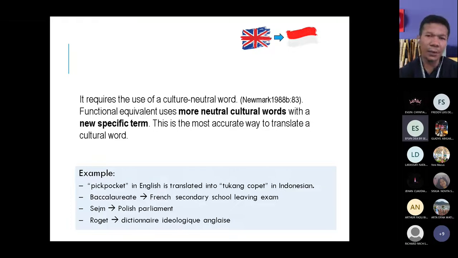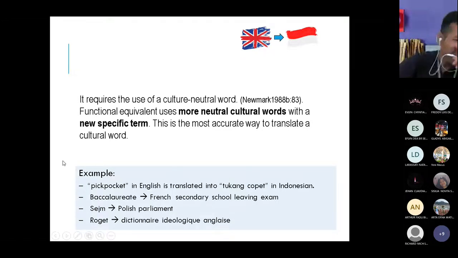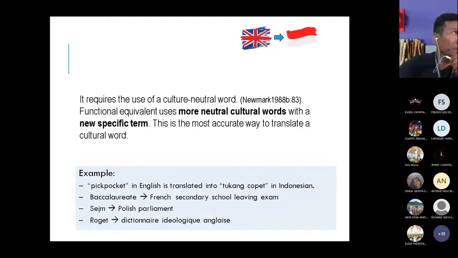I'm sorry, but sir, there is no voice, sir. I cannot hear anything. From the beginning? No, sir. How about the others? Can you still hear my voice? I can hear you, yes, sir. Maybe it's your device. Okay, sorry, maybe it's my internet connection. Can I continue? Check sound. Yes, sir.